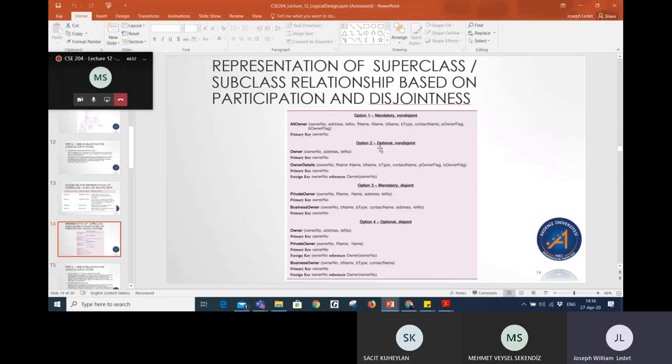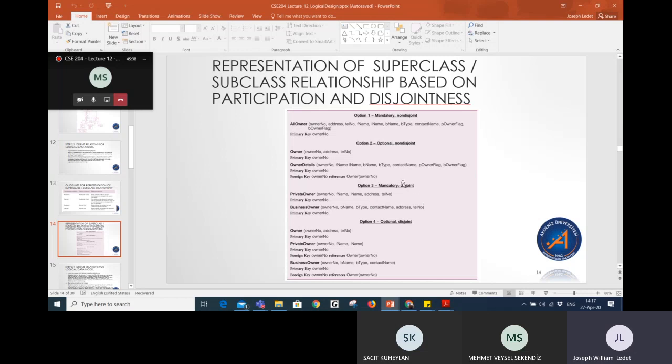If we want to see it like this, right? So if we had mandatory non-disjoint, so all owners would be an example. So if we made it mandatory, mandatory and, right? Mandatory and can be more than one, right? So this would be how we would do that, one table. Optional non-disjoint. It can be part of a subclass. If it is, it can be more than one. So then we have an owner table, and then we have an owner details table. Okay, I hope that's pretty clear.